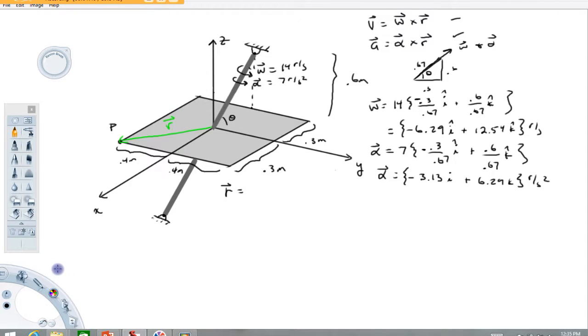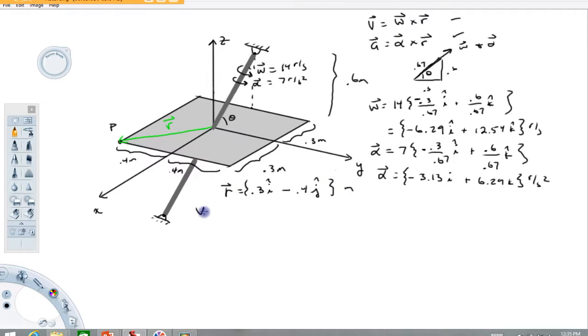So that position vector, in the x direction we're going this far, so that's 0.3 I. The y direction is this distance, and we're in the minus y direction, so I'm going to put minus 0.4 J. And that would be in meters.